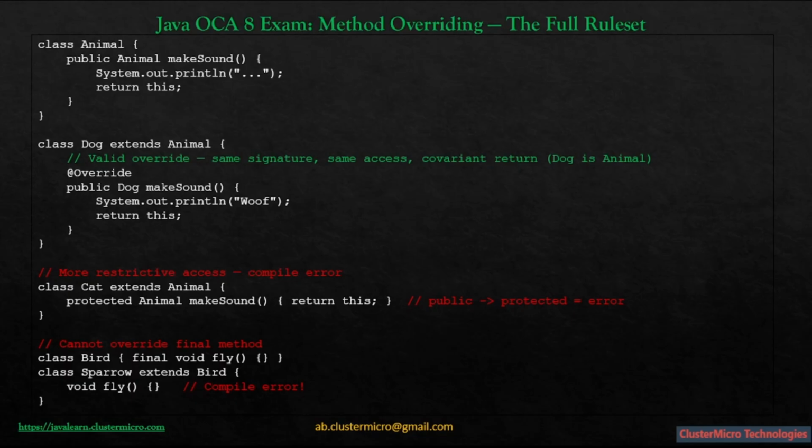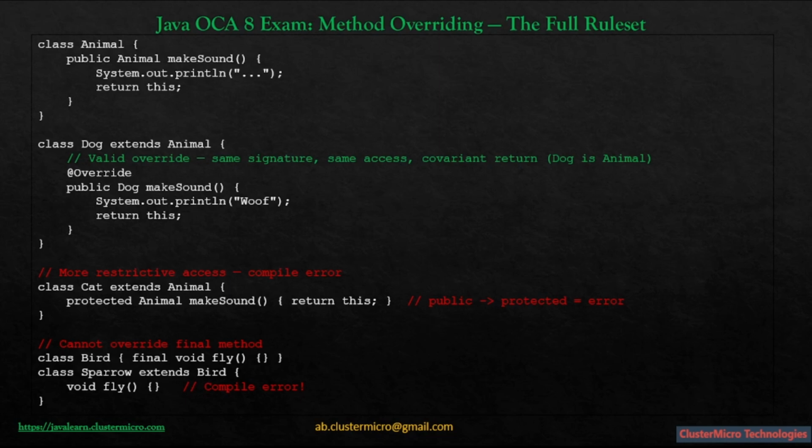And if you see the next one, class Cat extends Animal, right? So this is more restrictive access and it will lead to a compile error. Class Cat extends Animal, protected Animal makeSound, return this, right? So this will be a compiler error. Why? The parent declares makeSound as public, Cat tries to override it as protected. Protected is more restrictive than public. A smaller audience can access it. Java does not allow this.